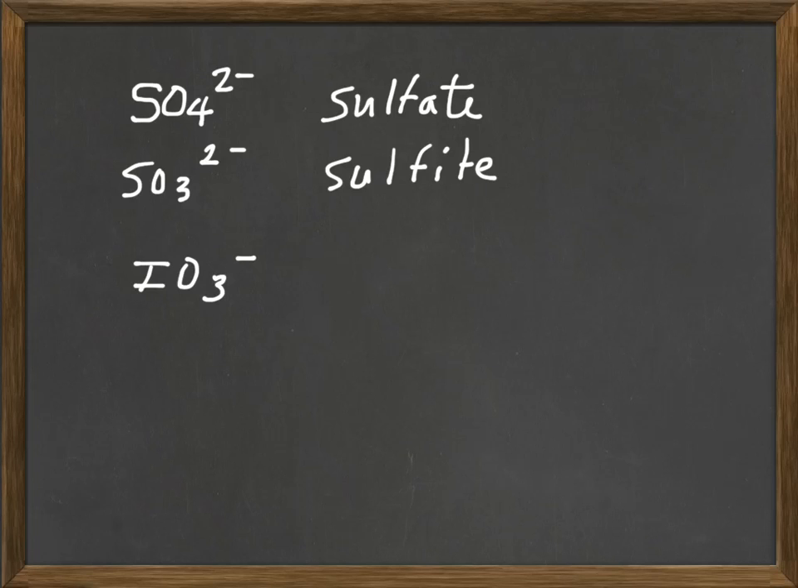So if we look at the periodic table, iodine is in the same family as chlorine, right? It's going to form similar oxyanions to chlorine. If this was ClO3-, it would be named what? Chlorate. So what do you think this one's named? Iodate. And we can do the same thing for bromine. BrO3- would be bromate. So there's iodate. Then what's this one?